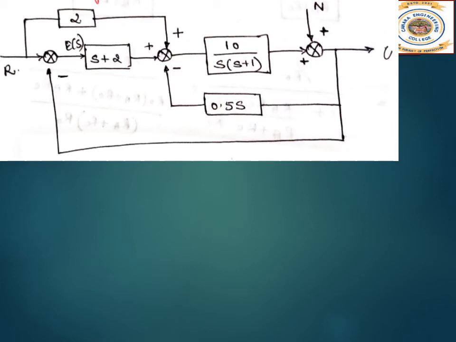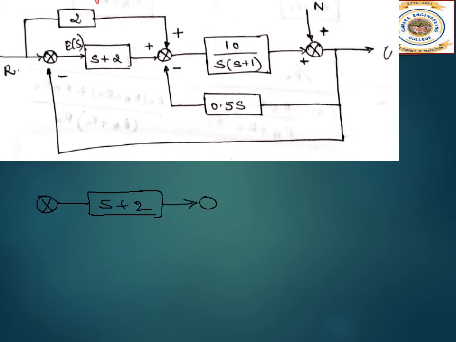So now R is 0. That input only will vanish, but this I will keep now. I'll tell you why. Summation point. Then we will remove. So this is s plus 2.